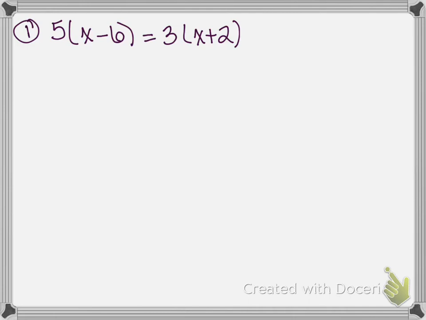Okay, the first thing I have to do is I have to distribute. So I have 5 times x is 5x. 5 times negative 6 is negative 30. 3 times x is 3x. 3 times 2 is 6.